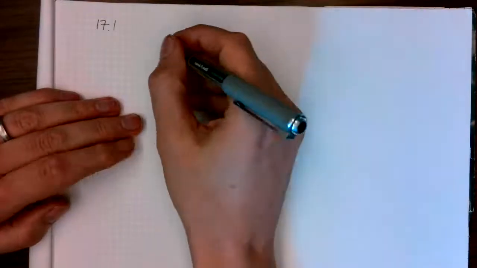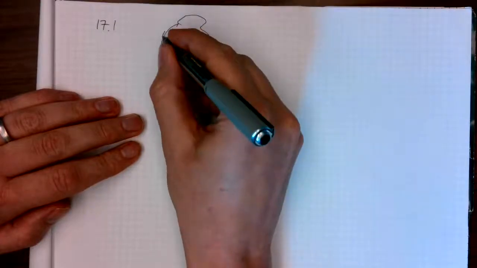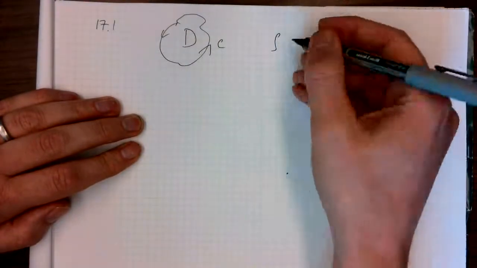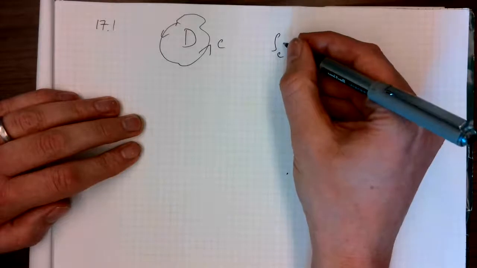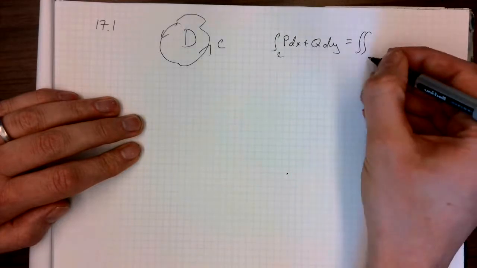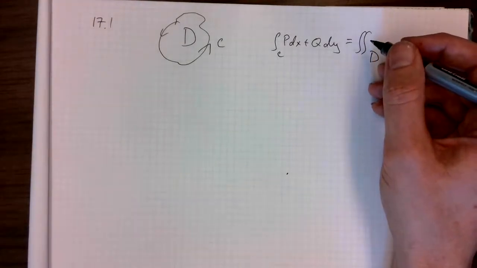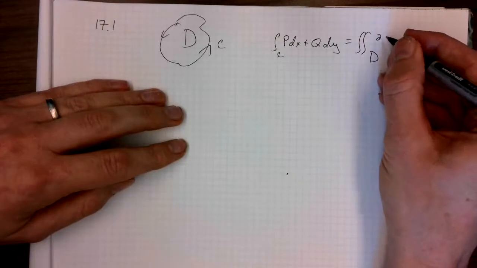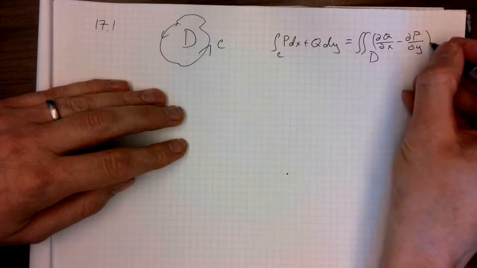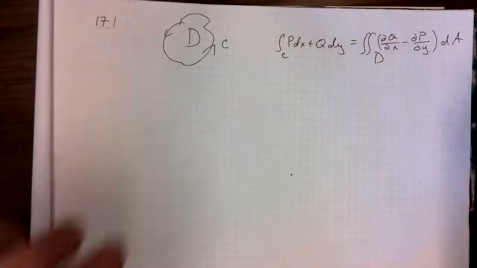If you remember what Green's theorem is: if I have the region D bounded by some curve C, then the integral around C of P dx plus Q dy is the integral over D of dQ/dx minus dP/dy dA.